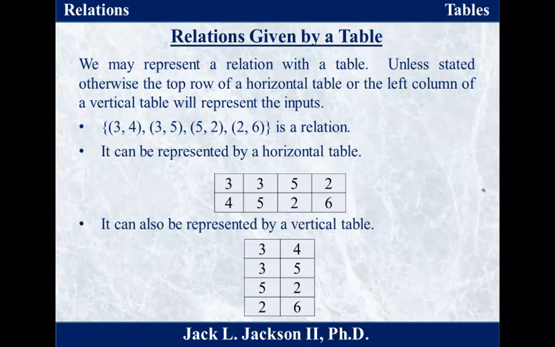So we could take the relation that's the set of these four ordered pairs, (3, 4), (3, 5), (5, 2), and (2, 6). That's a relation, and we can represent it as a horizontal table, like you see here, or a vertical table. Now, if we do a horizontal table, we will assume that the first row is the input and the second row is the output. And if it's a vertical table, we'll assume that the left column is the input and the right column is the output, unless somebody says otherwise. So that's sort of going to be our standard assumption.